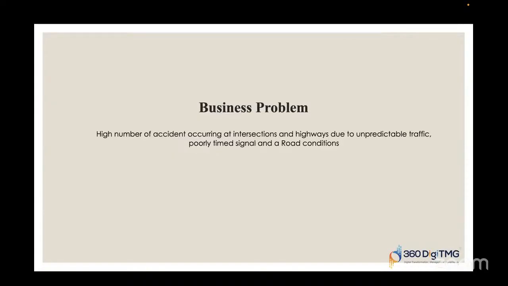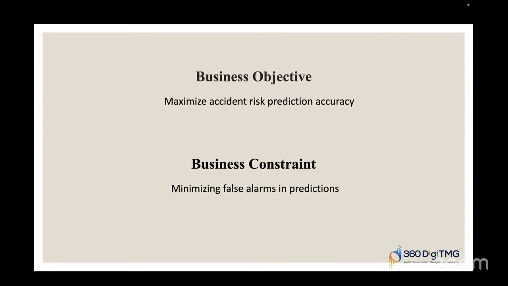What is the business problem we are facing? There is a high number of accidents occurring at intersections and highways due to unpredictable traffic, poor signal timing, and road conditions. Because of that, accidents at intersections are becoming very high. So, what are our objectives? To improve accident risk prediction accuracy. And what is the constraint? Minimizing false alarms in prediction. The most important thing is that we can detect accidents, but sometimes there can be a false positive, so we have to minimize those.